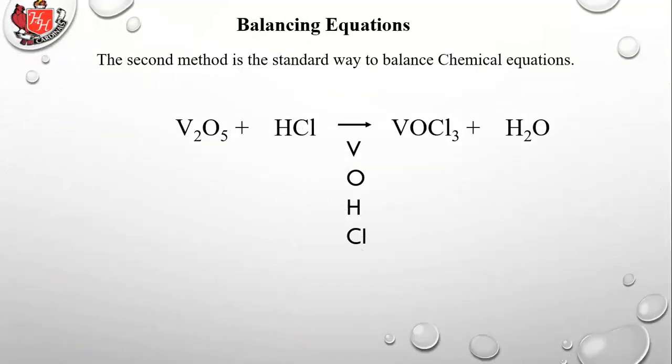Now we're going to see a second method. This is really a method you want to eventually get used to doing because it just takes less space, and it's just the standard way of balancing an equation, or you call it the atom counting method. You're going to count atoms.